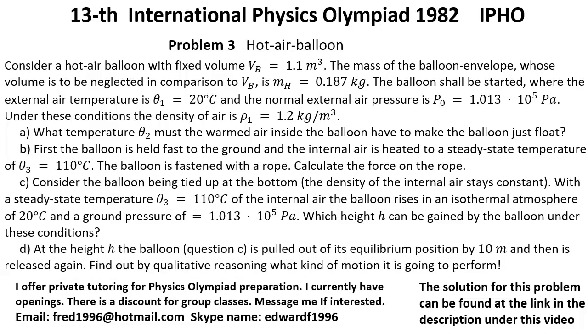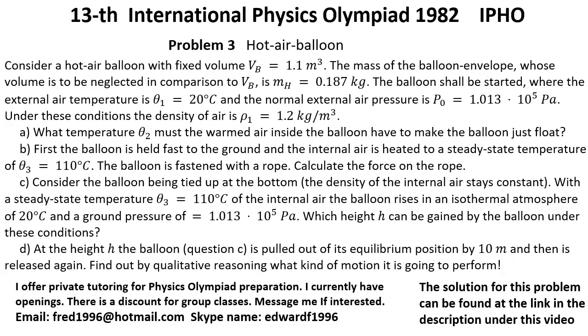Question C. Consider the balloon being tied up at the bottom. The density of the internal air stays constant. With the steady state temperature theta 3 equal 110 degrees Celsius of the internal air, the balloon rises in an isothermal atmosphere of 20 degrees Celsius and the ground pressure of 1.013 multiplied by 10^5 Pascal. Which height h can be gained by the balloon under these conditions?